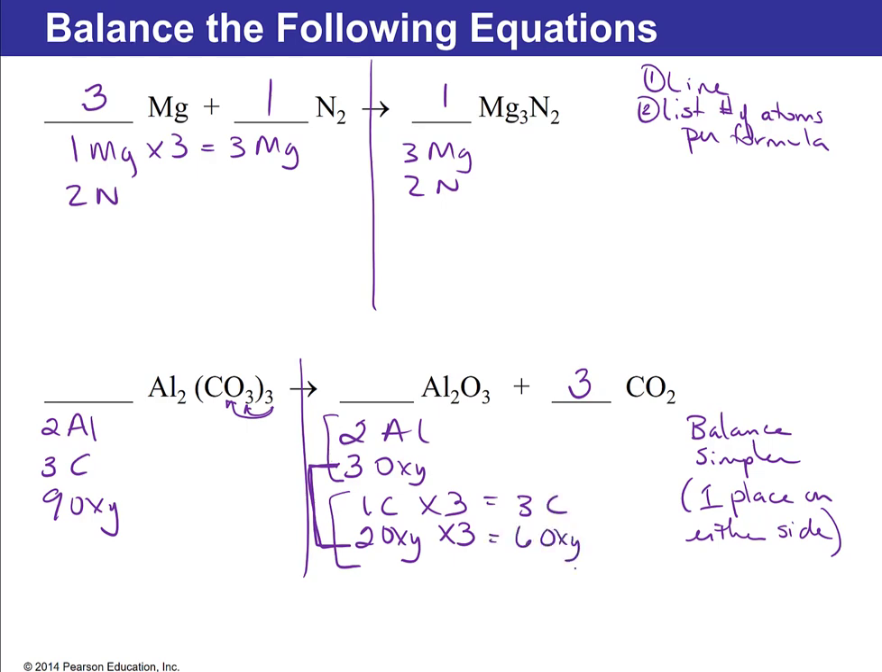So go back and double check. I didn't mess up aluminum. Carbons are now balanced. And now when I add my oxygens, 3 oxygens and 6 oxygens together is 9 oxygens. So they're already balanced. So I actually don't have to do anything else. Like I said, balance the simpler atoms first, those that are found only in one place on either side, then go to the more complicated ones.